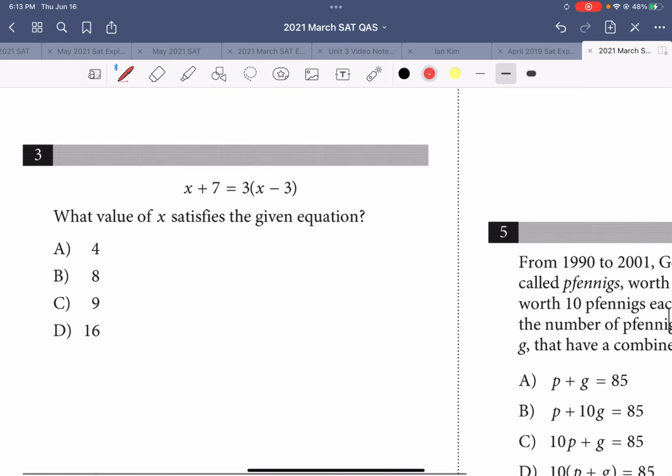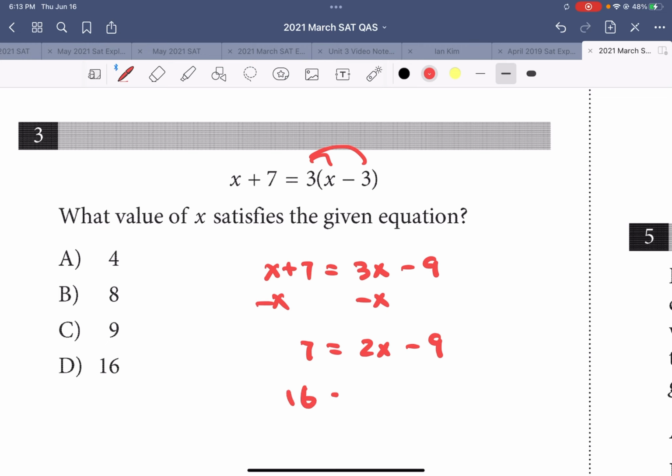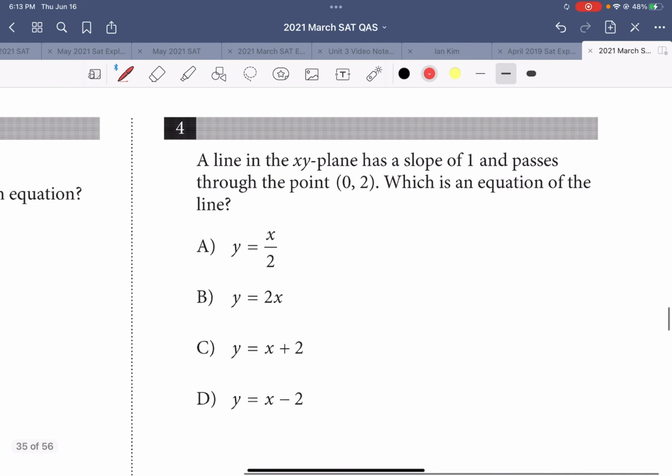Okay. Number 3. What is the value of x that satisfies the given equation? So when you distribute, and then subtract x from both sides, add 9 to both sides, and divide by 2. So the answer is B. Okay, solve the equation.